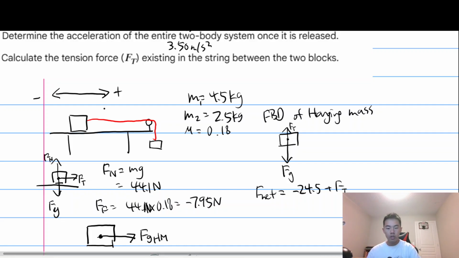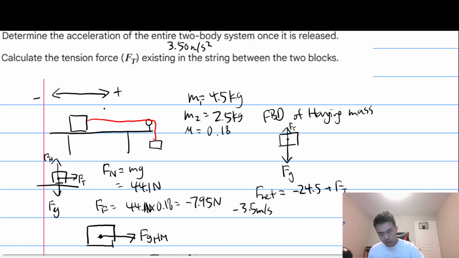And what do we also know? We know the acceleration of the whole system, so we know how quickly this mass is also accelerating. They move as a whole, right? They're connected by a string, so the acceleration is the same for each individual block. So acceleration is negative 3.5 meters per second squared times our mass of 2.5 kilograms.